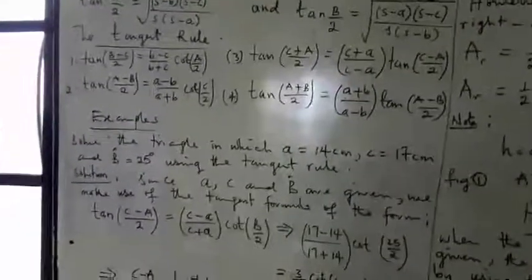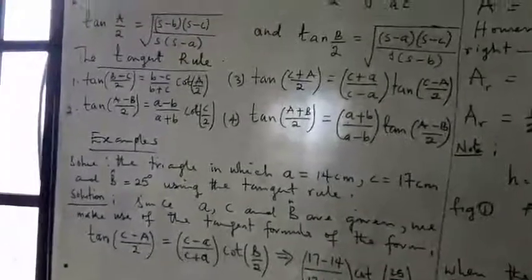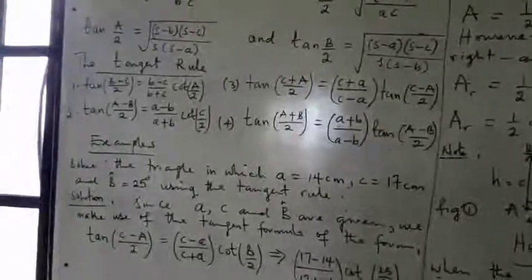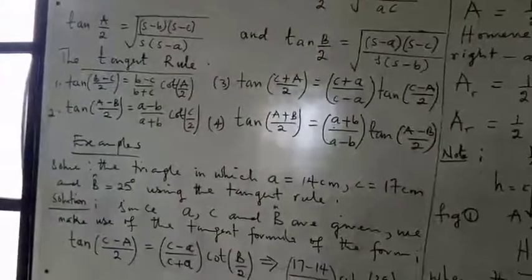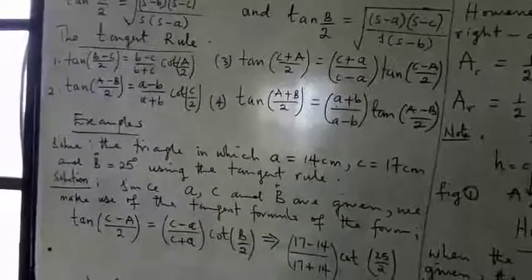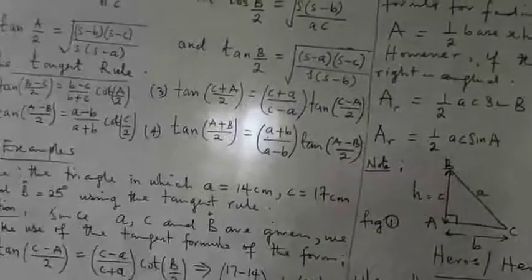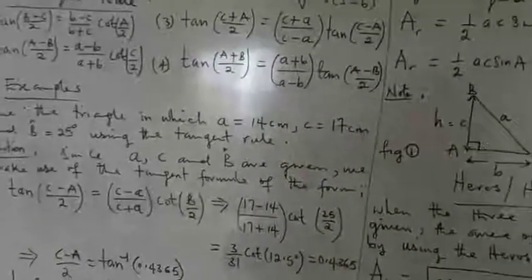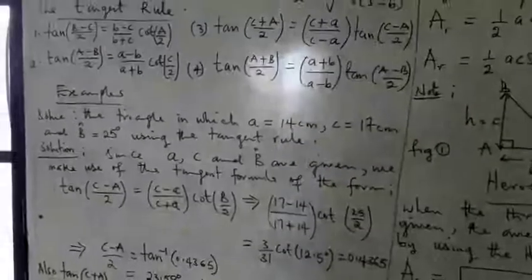So we could extend that. We can also find tan of (A minus C) over 2 or tan of (B minus A) over 2. We'll just change the formula on the right hand side. For tan of (C plus A) over 2, it is (c plus a) over (c minus a) tan of (C minus A) over 2, while tan of (A plus B) over 2 is given as (a plus b) over (a minus b) tan of (A minus B) over 2.